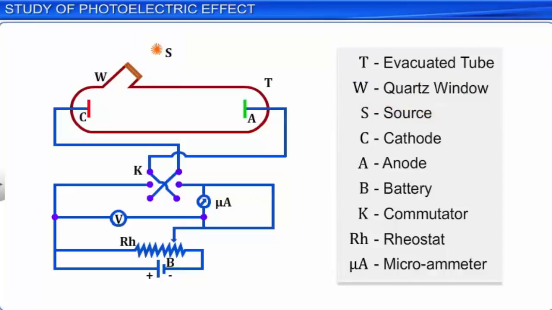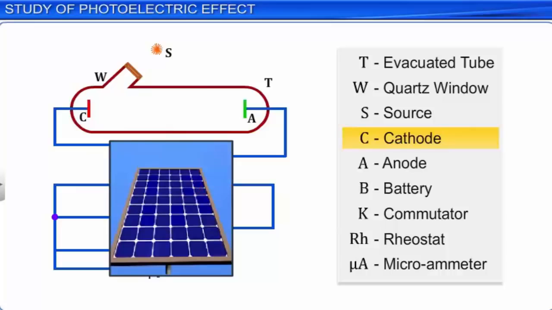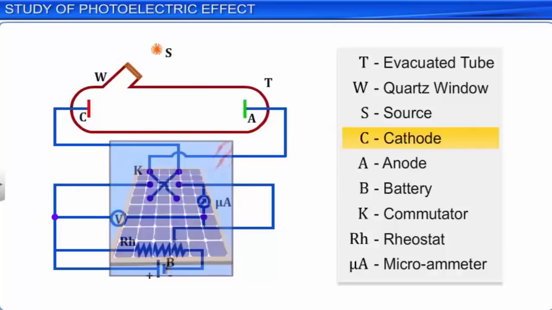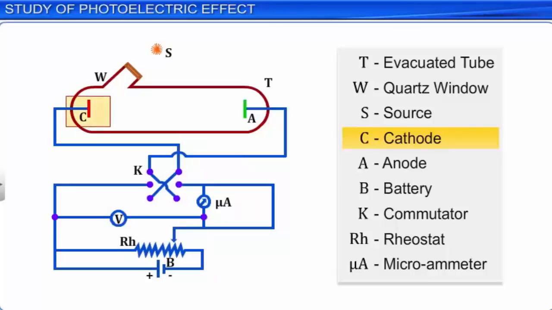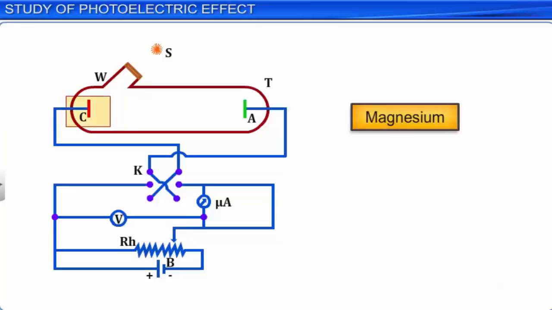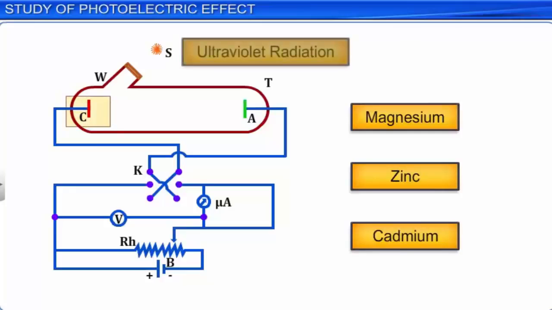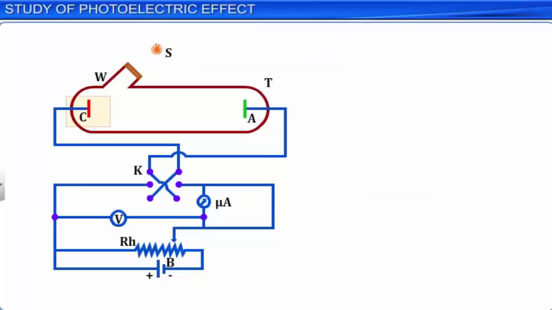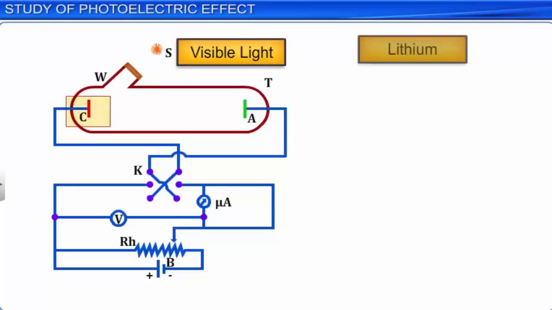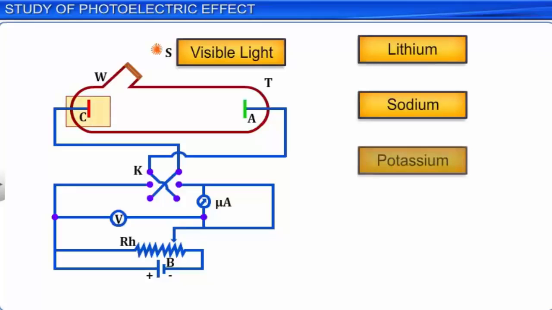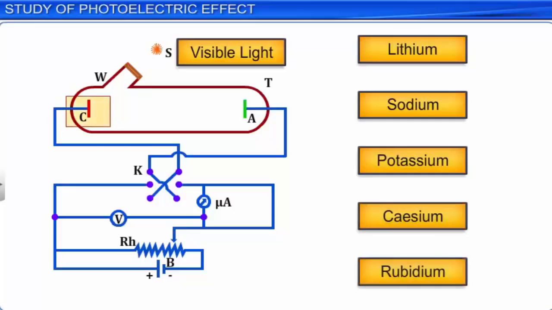The evacuated tube consists of a photosensitive metal plate C, called the emitter plate or the cathode plate. This is similar to the functioning of the solar cells in a solar panel. The emitter plate C can be made of photosensitive metals like magnesium, zinc, and cadmium. These metals produce the photoelectric effect with ultraviolet radiation. However, if the source of light used is visible light, then the photoelectric effect is observed with metals like lithium, sodium, potassium, cesium, and rubidium.